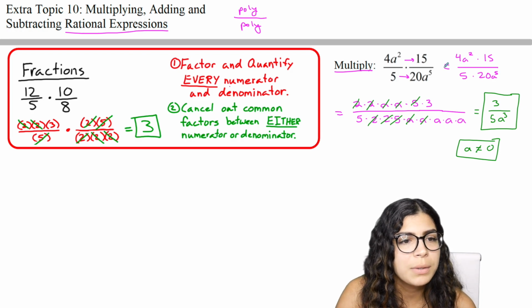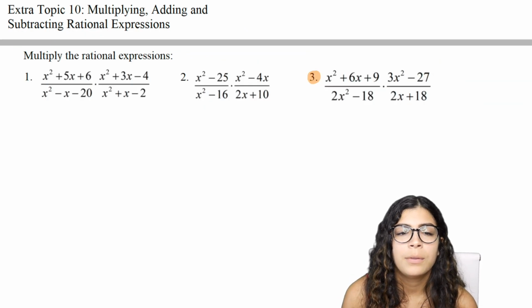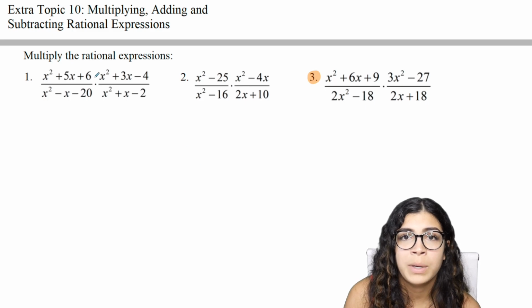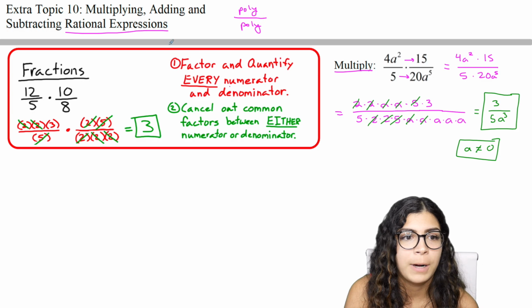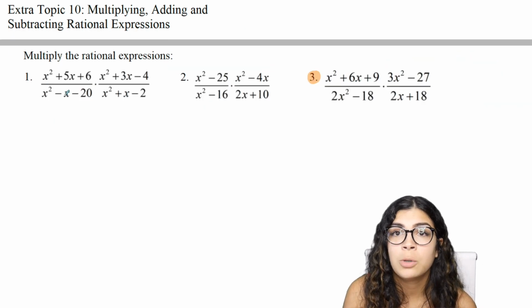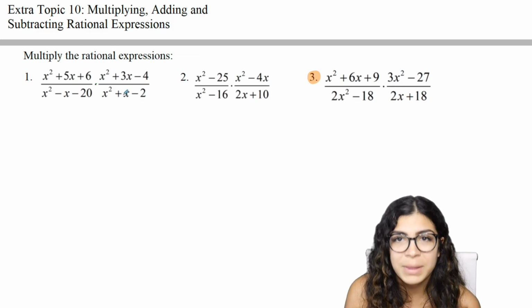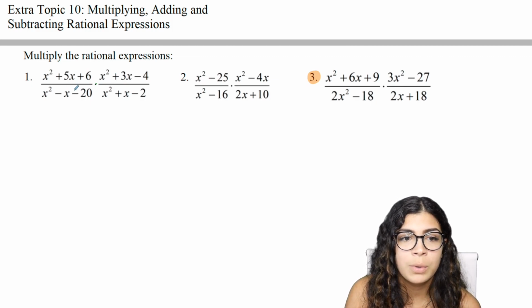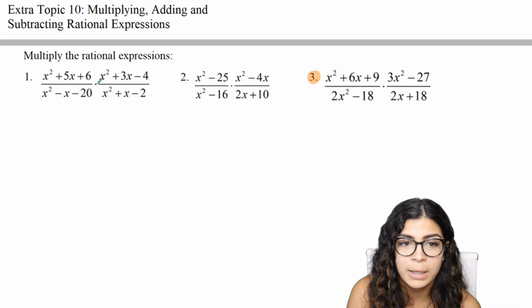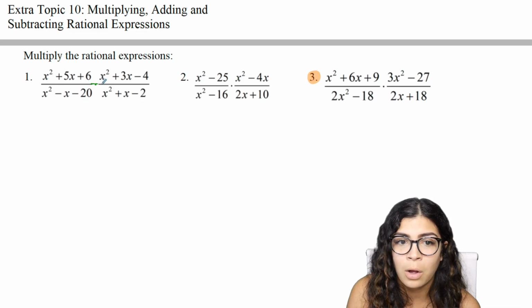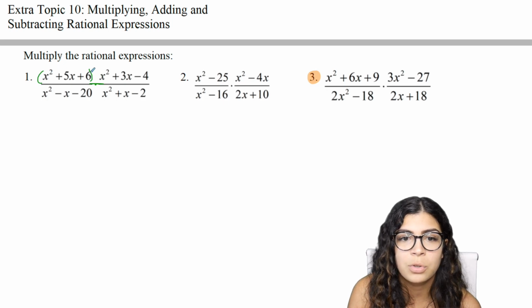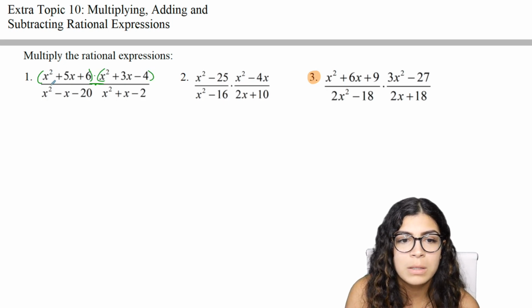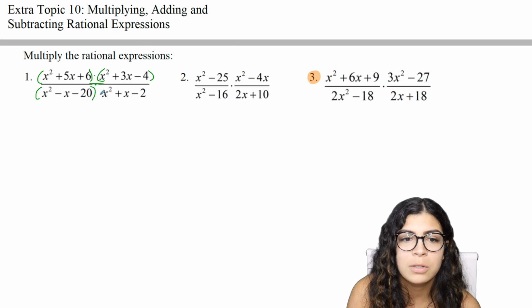Okay, so let's do another example. Now, with these examples, obviously, we kicked it up a notch, because over here we just had monomials for our fractions. Now we're looking at a trinomial over a trinomial times a trinomial over a trinomial. But the idea is still the same. Since this is multiplying, really this is this trinomial times this trinomial over this trinomial times this trinomial.